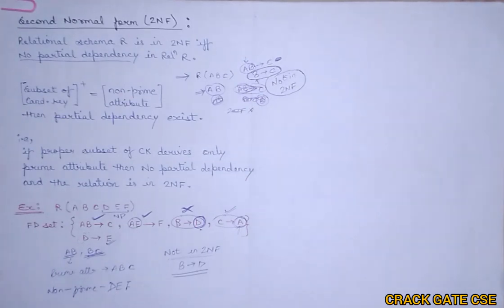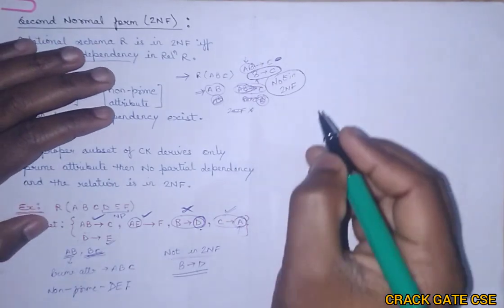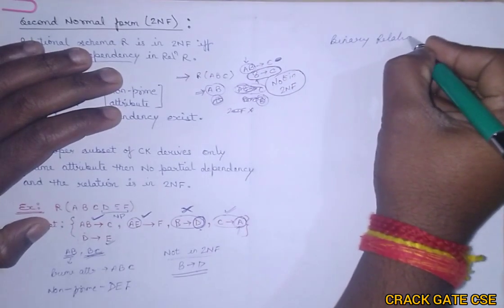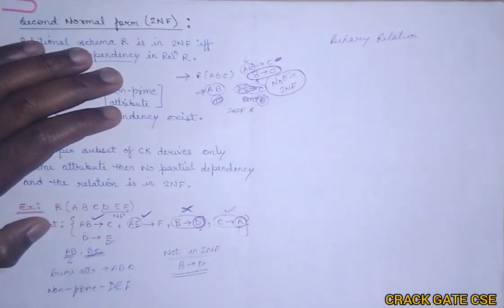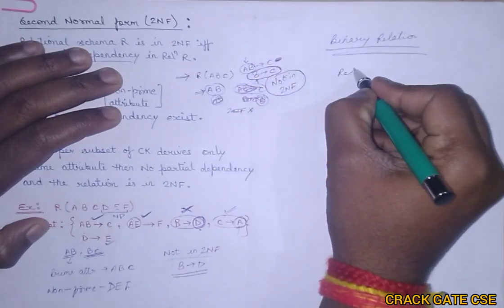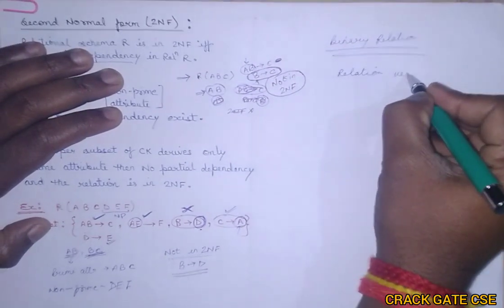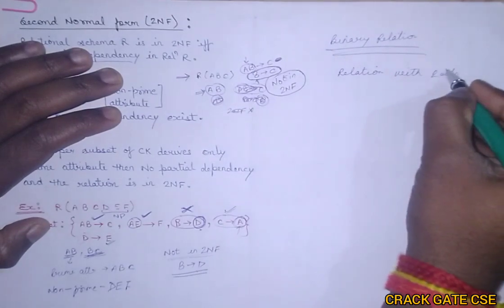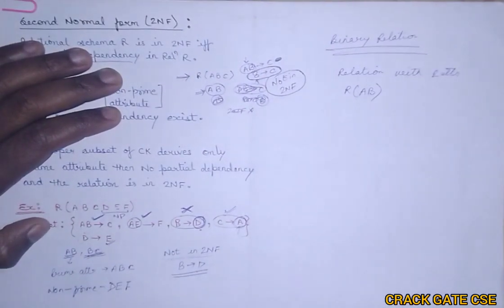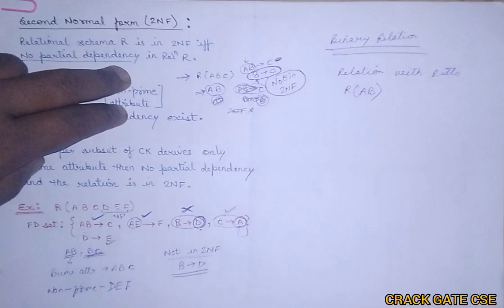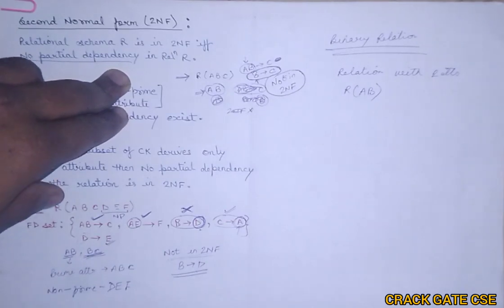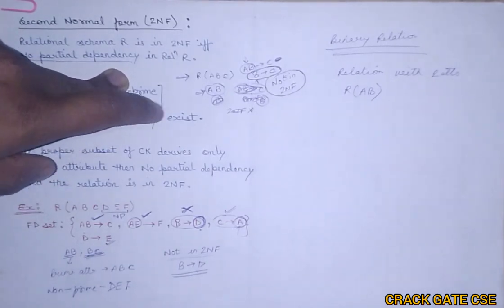questions, right? One more thing, if there is a binary relation, what is the binary relation? That means if the relation is having only two attributes. Relation with two attributes. For example, I am taking a relation R with only two attributes. It is always in 2NF, but it is always in BCNF also. It will satisfy all the conditions of like 1NF, 2NF, 3NF and BCNF.